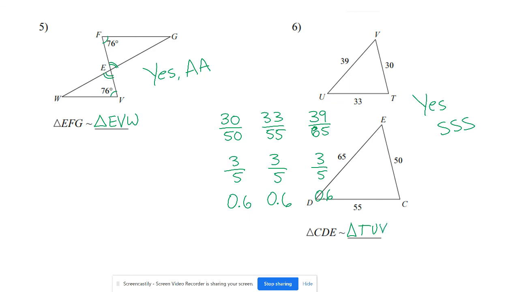So that's similar triangles. A lot of it is similar to what we do with congruent triangles, but there are some key differences, because when we're working with the sides, what we're looking at is, are they proportional, not are they the same? So there you go.